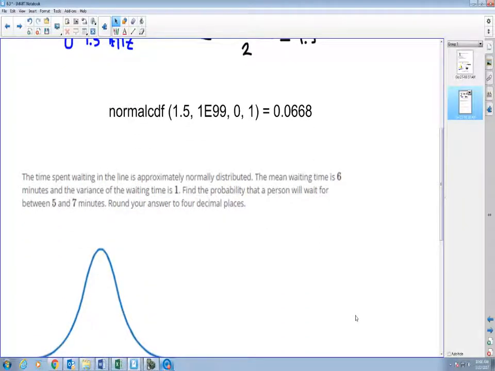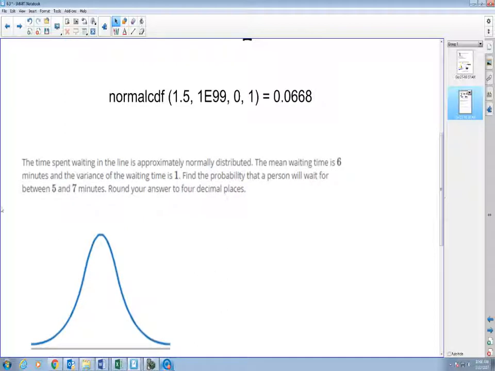Let's look at another one. The time spent waiting in line is approximately normally distributed, so I've got a normal curve. The mean of the waiting time is 6 minutes. And the variance, ooh, be careful. This word is variance. The variance of waiting time is 1. Find the probability that a person will wait between 5 and 7 minutes.